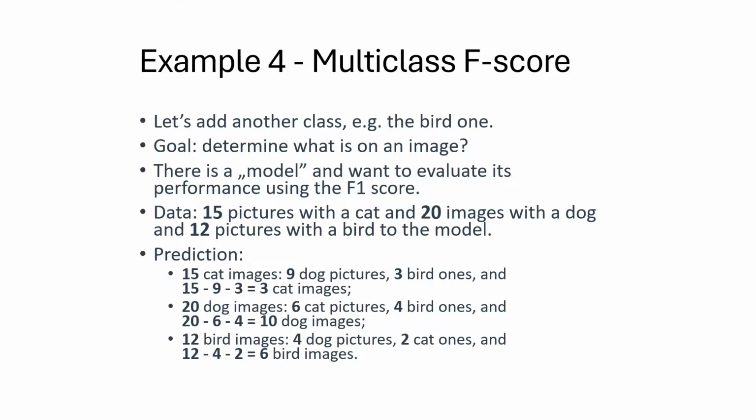Now we have to consider cats. How many cats are predicted as dogs? 9. And cats as birds, 3. Let's check if it's right.